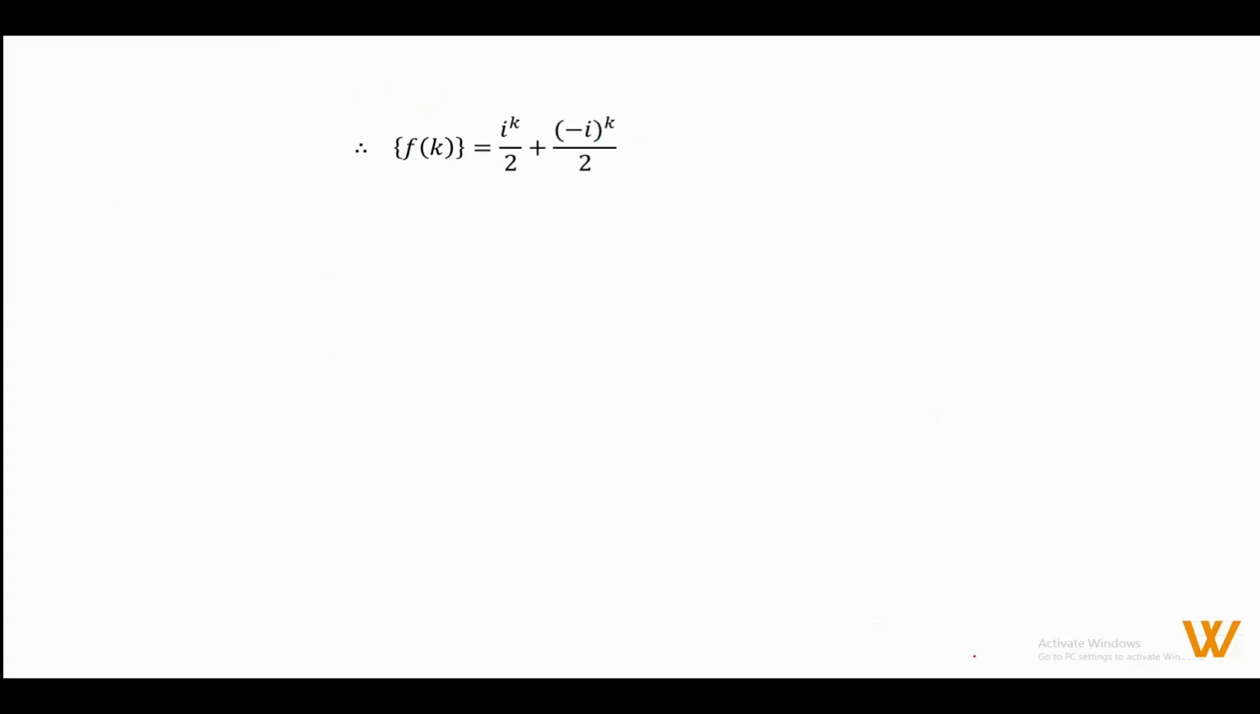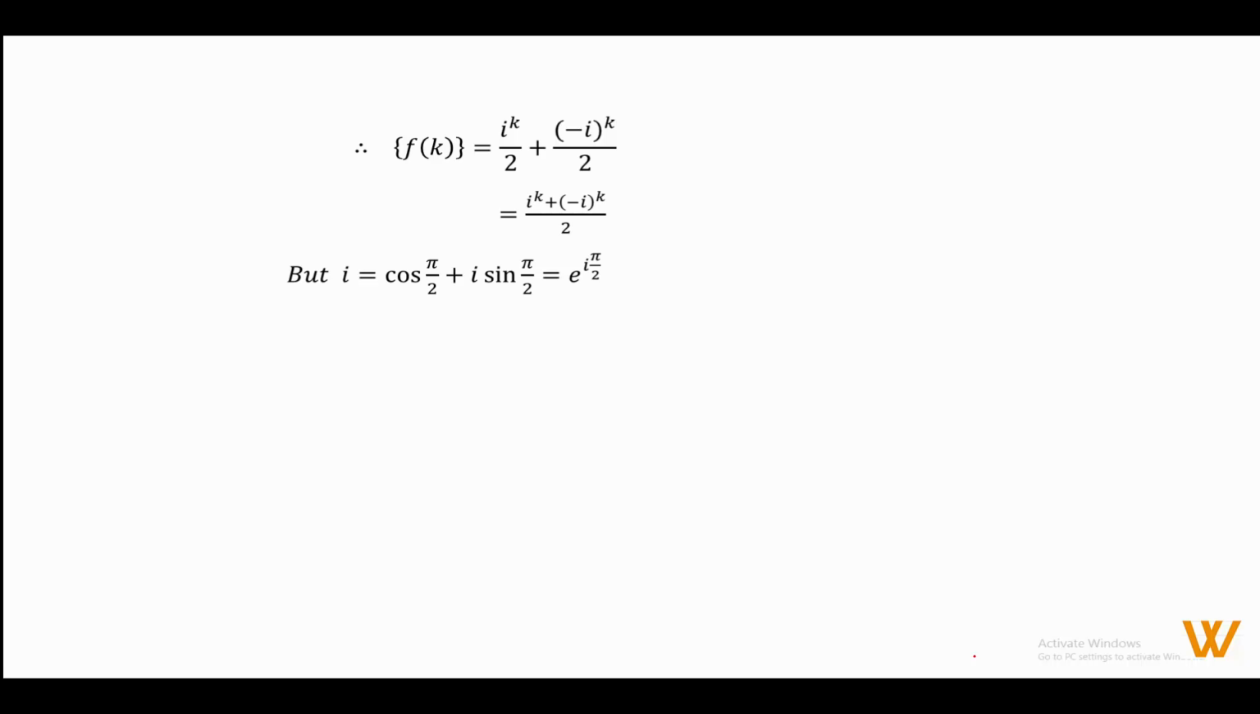The inverse Z transform f of k is equal to the sum of residues: the first residue I raised to k upon 2 plus the second residue minus I raised to k upon 2. The LCM is 2, so the numerator is I raised to k plus minus I raised to k, upon 2. Now we know I equals cos pi by 2 plus I sin pi by 2, because cos pi by 2 is 0 and sin pi by 2 is 1.